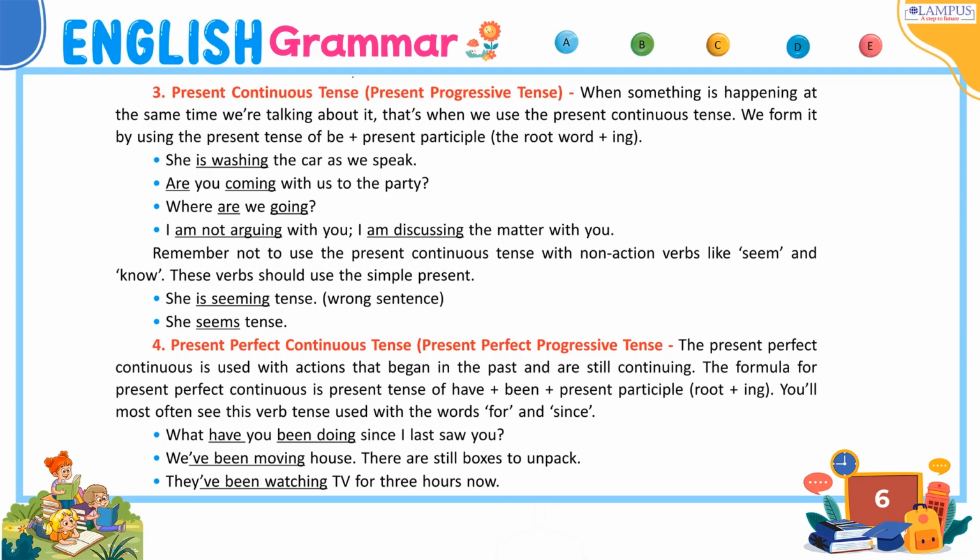4. Present perfect continuous tense, present perfect progressive tense. The present perfect continuous is used with actions that began in the past and are still continuing. The formula for present perfect continuous is present tense of have plus been plus present participle, root plus ing. You'll most often see this verb tense used with the words for and since.